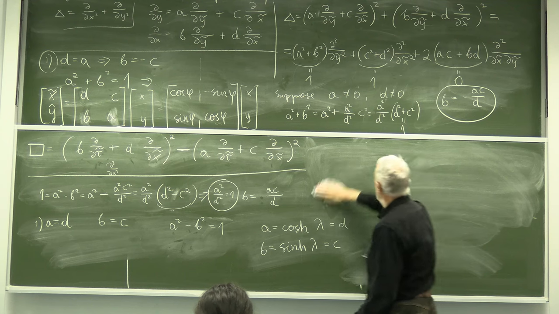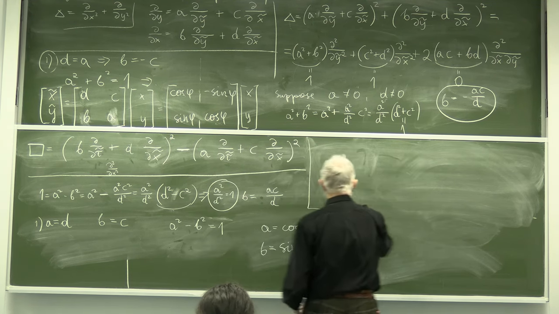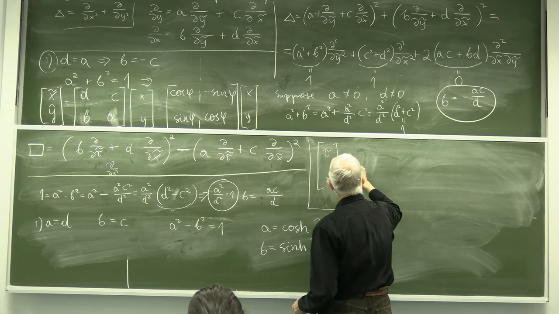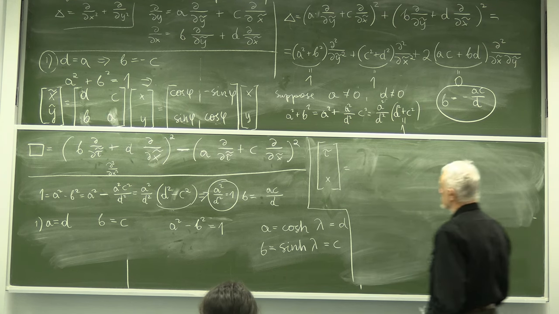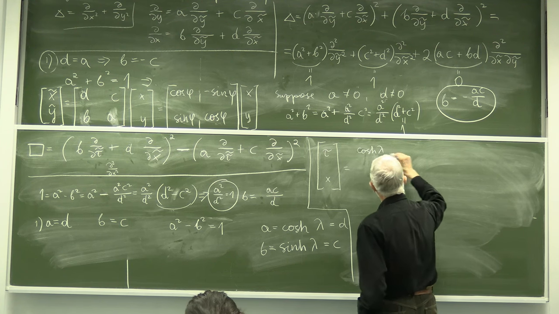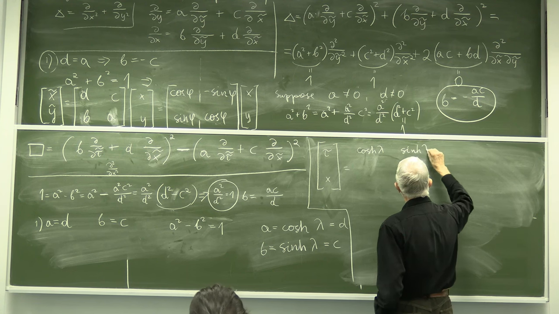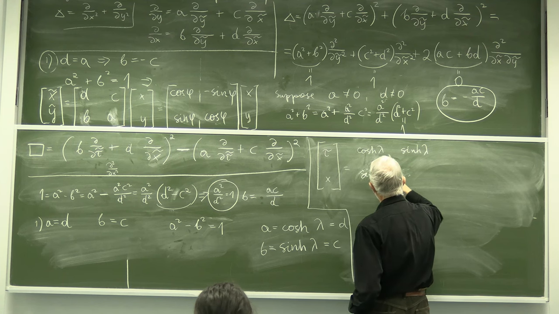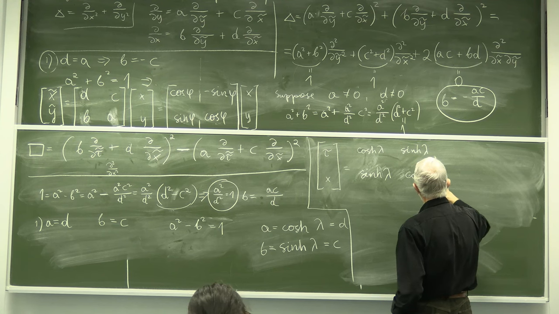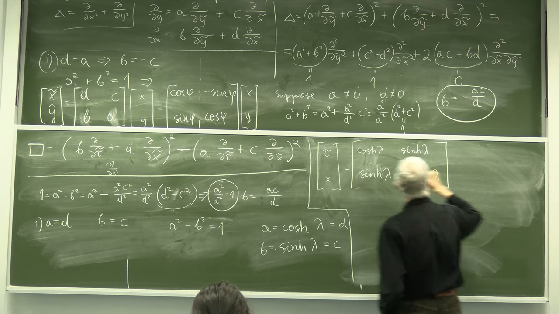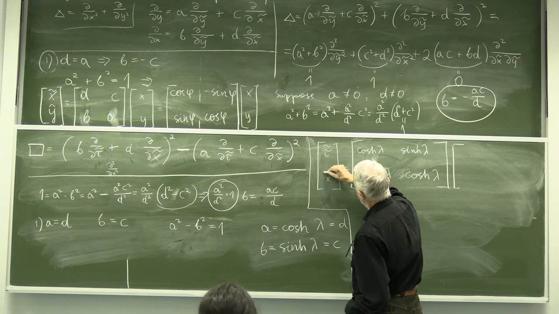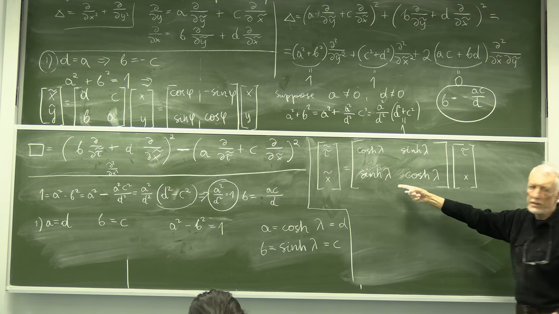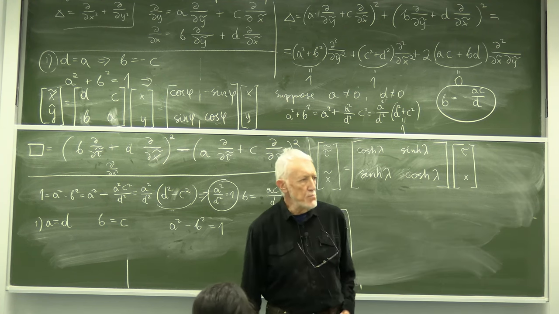Therefore, symbolically, we may write down this transformation in the following way, that tau x is equal lambda, hyperbolic sine of lambda, hyperbolic cosine of lambda, and this matrix x, these are new coordinates. We obtain new coordinates from old ones by this transformation, which may be called a hyperbolic rotation.